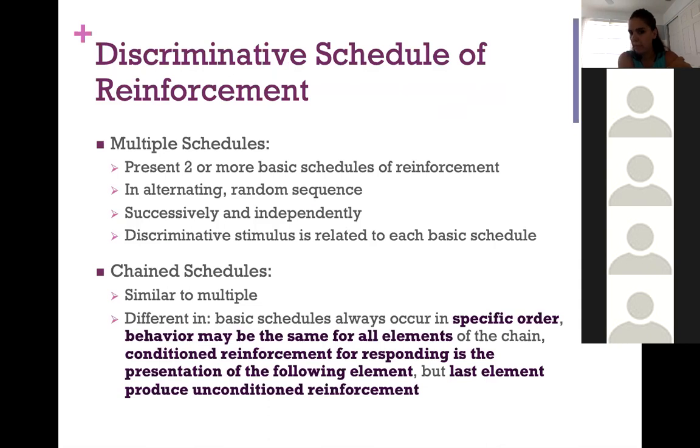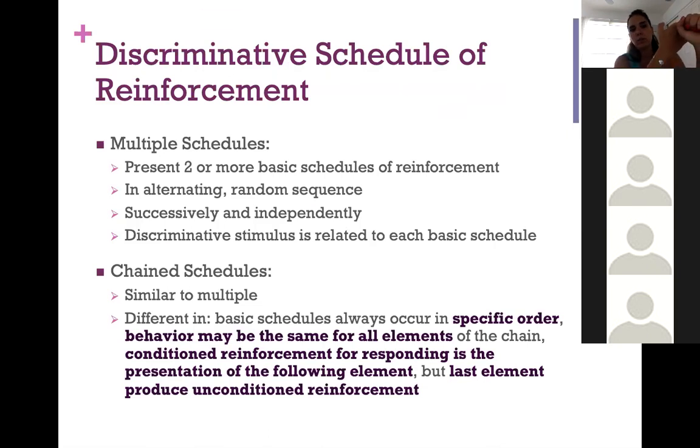FI or FR or any type of VI or VR. Correct, okay? So that's what we mean with basic schedule. Any questions on the multiple schedule? So how many schedules of reinforcement? Two or more, right? In alternating, but no specific order, independent from each other, and each schedule has a stimulus, a discriminative stimulus, correct?